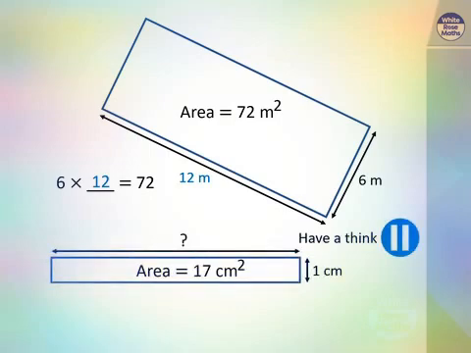Have a think about the missing length of that shape. We're told that we have a 1 centimetre length, and we've got a missing length. The area is 17 centimetres squared. Well, we don't know our 17 times table, but I don't think it really matters, because we know that 1 multiplied by 17 will equal 17, therefore the missing side is 17 centimetres.